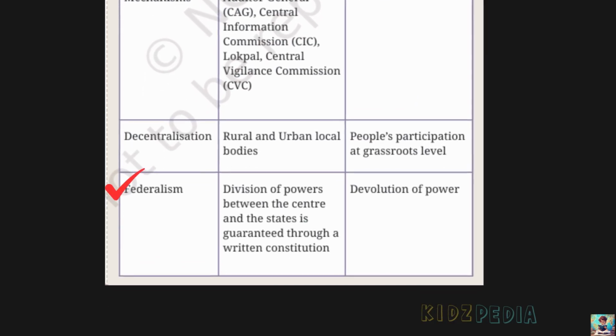Finally, we have federalism. India has more than one level of government. There is the central and the states, and powers are divided between them. This division of powers is guaranteed through a written constitution. So, the center cannot simply take away the powers given to the states. The value shown here is devolution of power. Devolution of power means giving power to another level of government instead of keeping all the power at one level.